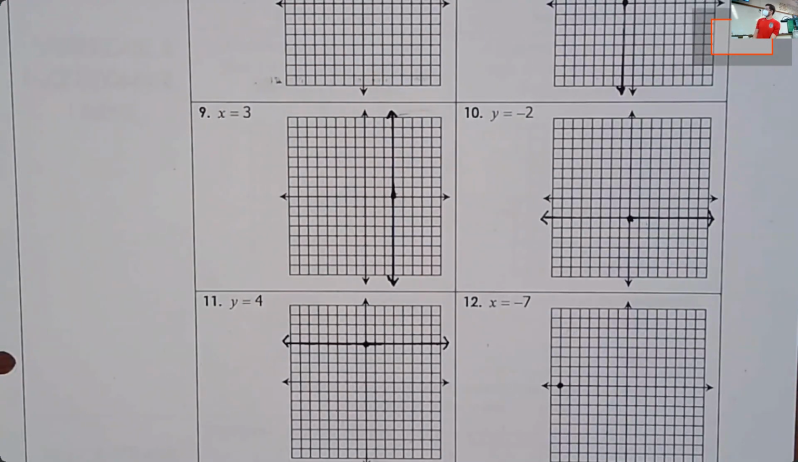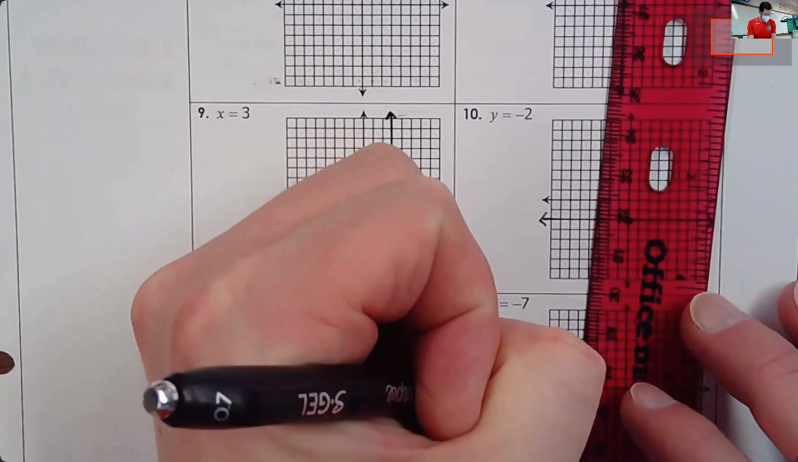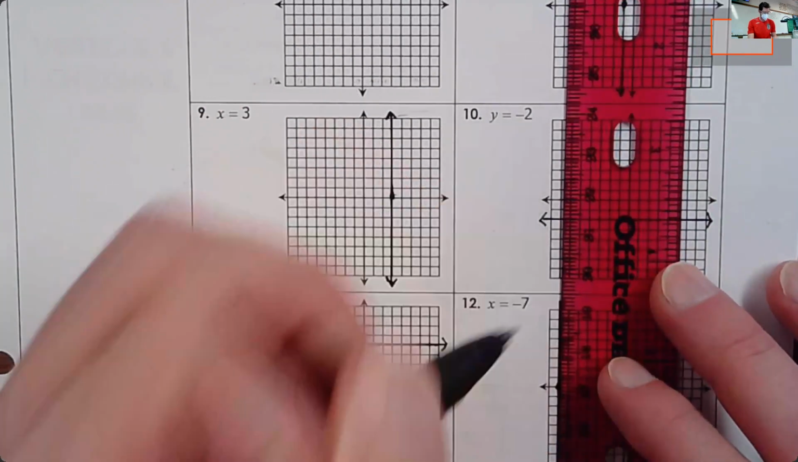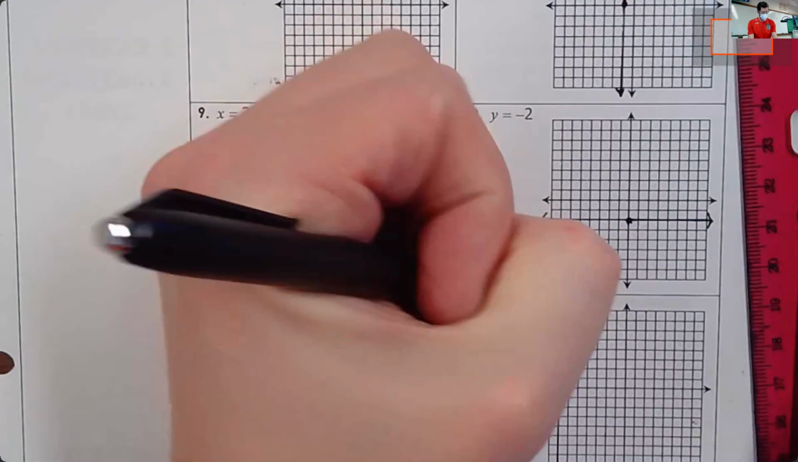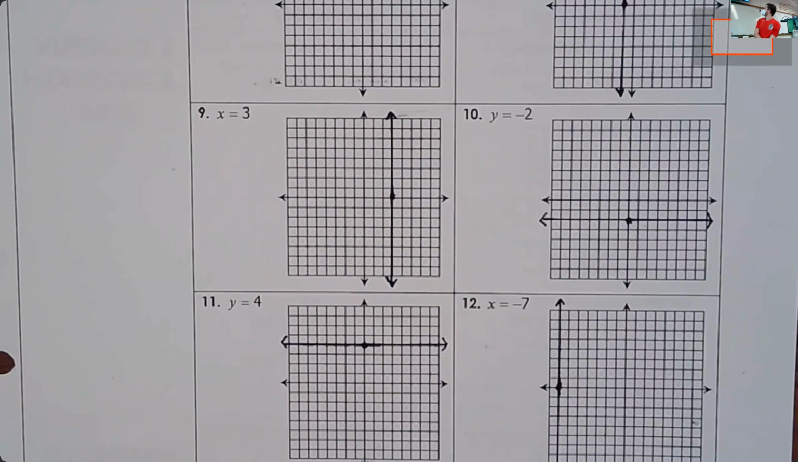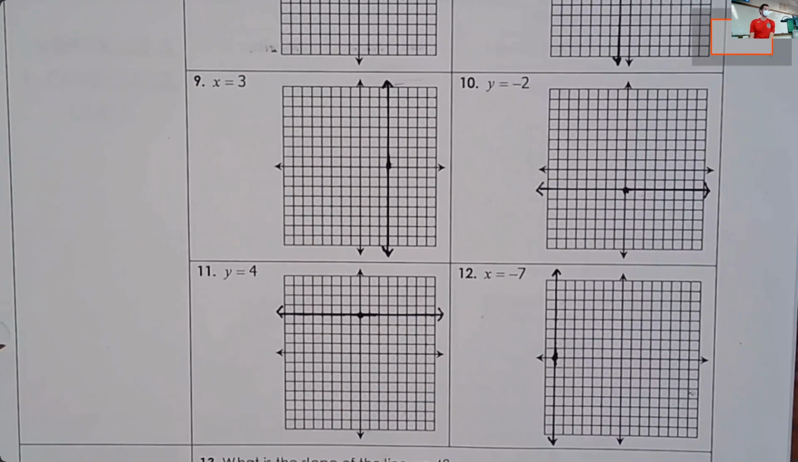And then the final graphing one, number 12, it says x equals -7. So we're going to put a point on the x-axis at -7. So right here, second from the last over on the left. That will be a vertical line. There we go. There's number 12. Any questions on 9 through 12 before we look at the final problems here?